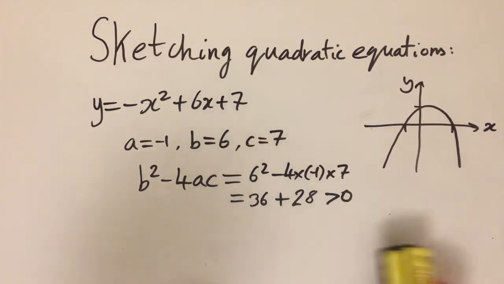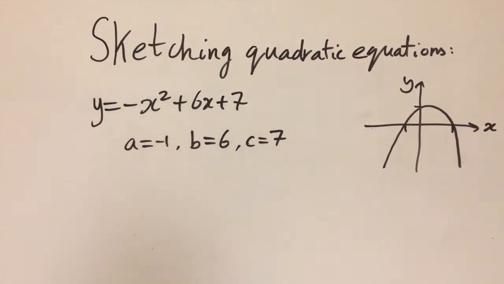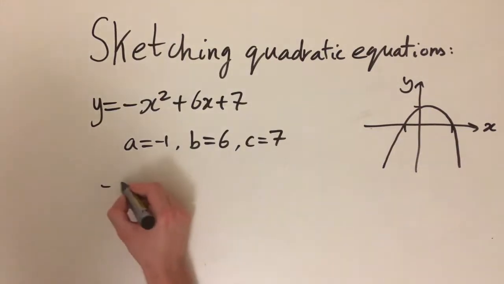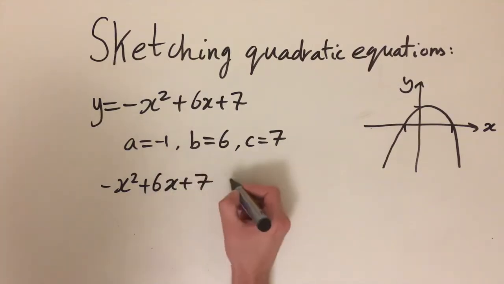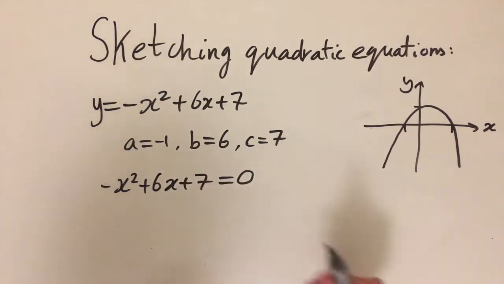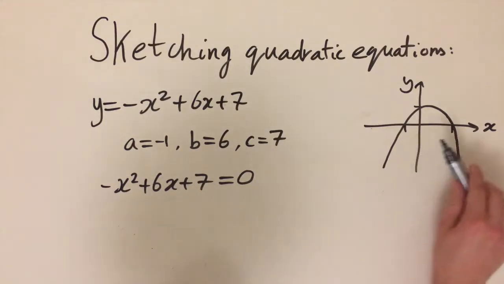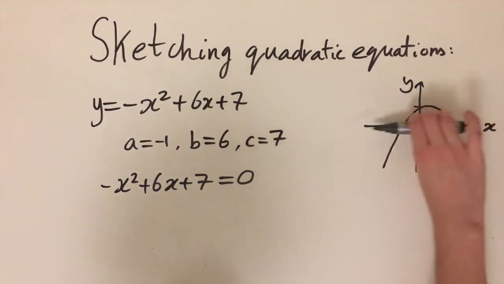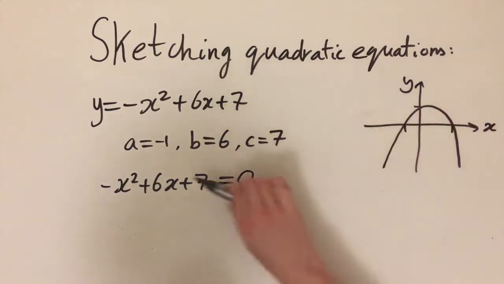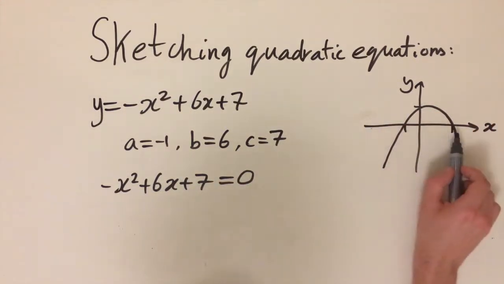So let me just rub out some of this to make some space. Okay, so we're going to set y equal to 0, and we're just going to have minus x squared plus 6x plus 7, and this is going to be equal to 0. So just as before, if we're setting y equal to 0, we're looking up here. The value of y that makes this curve equal to 0 is the horizontal x-axis. So the solutions of this equation are going to be exactly where this graph crosses the x-axis.